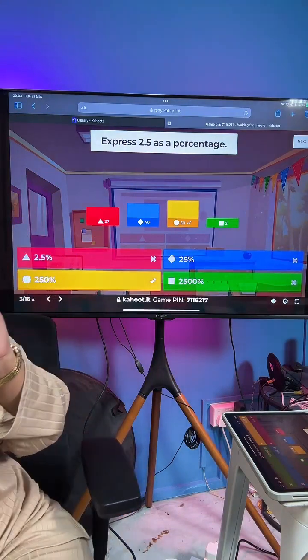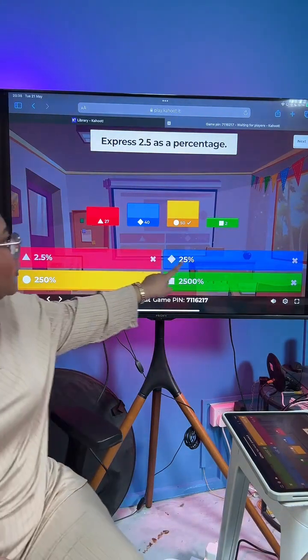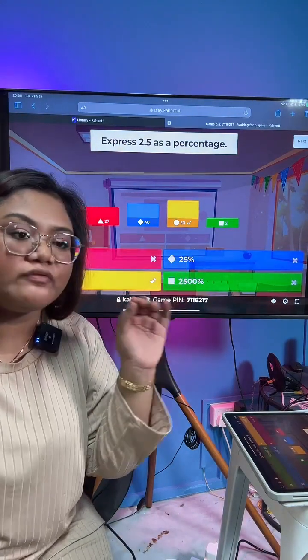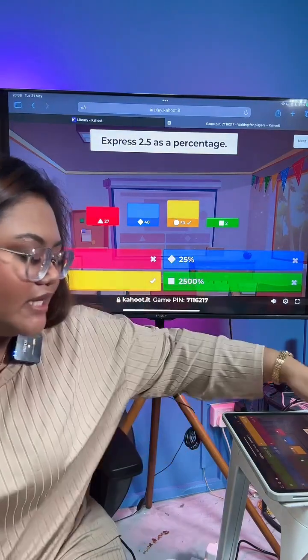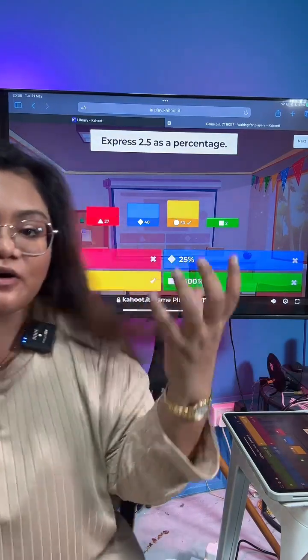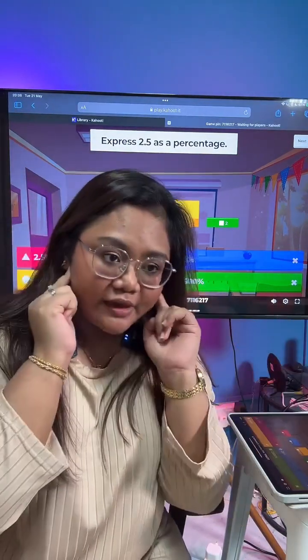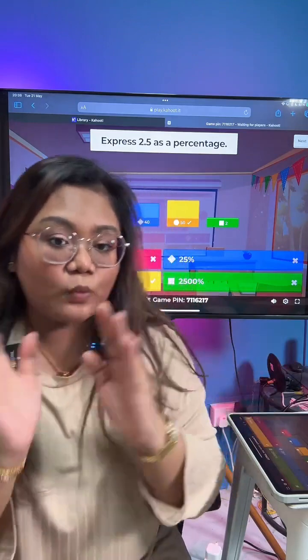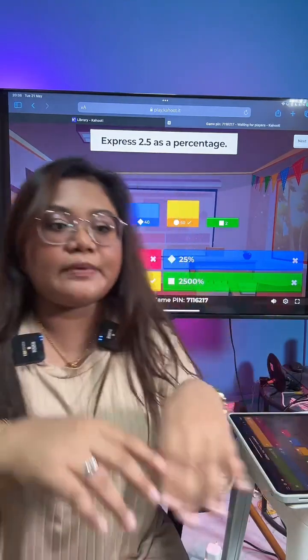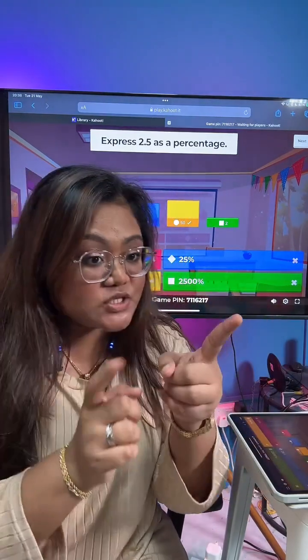250% is correct. I'm so shocked that a lot of you chose 25%, because 2.5 is not the same as 25%. Class, everybody, just listen very carefully. 1 is the same as 100%. 2 is the same as 200%. This one you must know, okay?